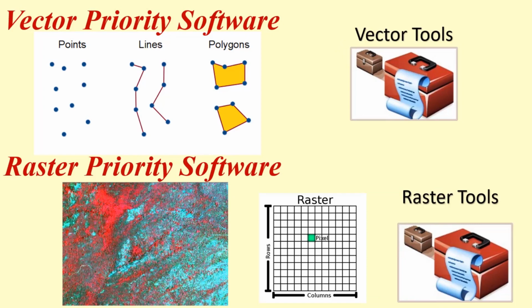Further, GIS software can also be grouped as vector and raster priority software. Vector priority software has a large number of tools to create and analyze vector data, while raster priority software has a large number of specific tools for analyzing raster data, for example, satellite imageries.